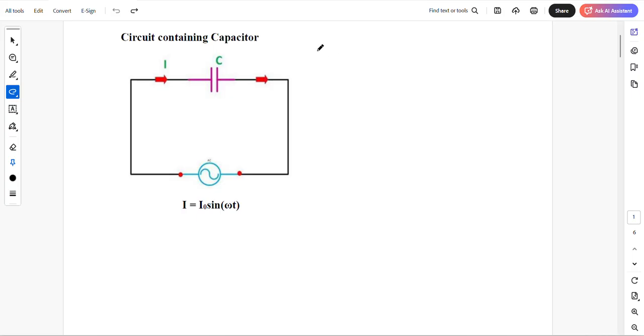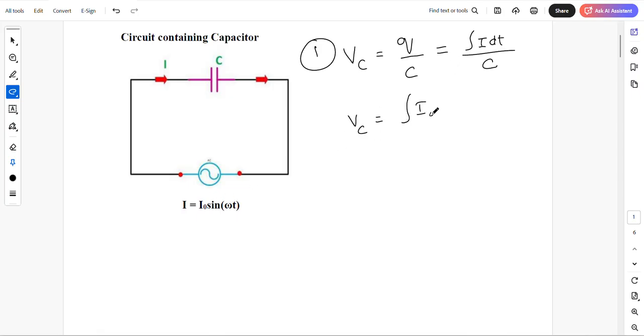What is the voltage across the capacitor? The voltage across the capacitor is given by VC is equal to Q by C. And we know that Q is equal to integral I dt. This we have seen in the current electricity chapter, divided by C. VC is equal to integral of, in place of I, substitute I naught sin of omega t dt divided by C.